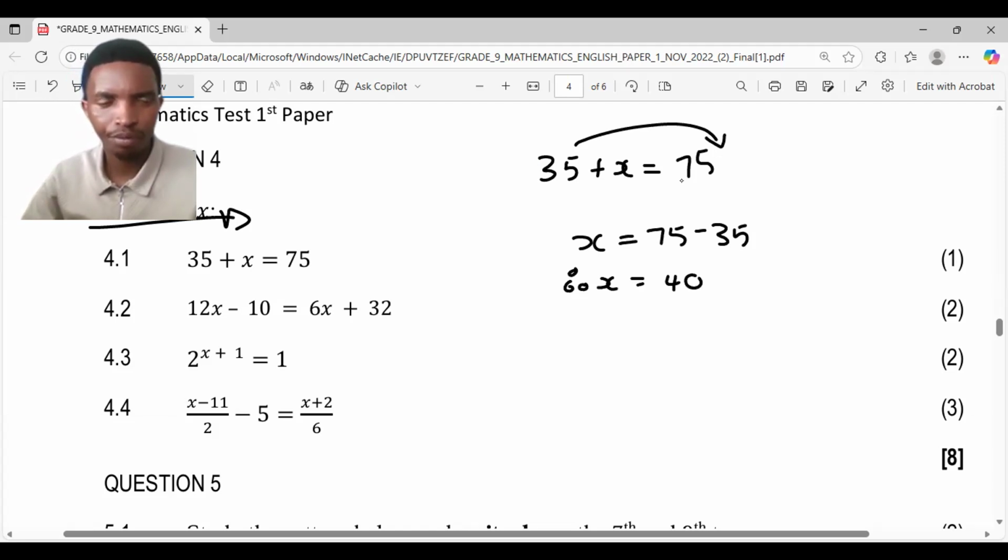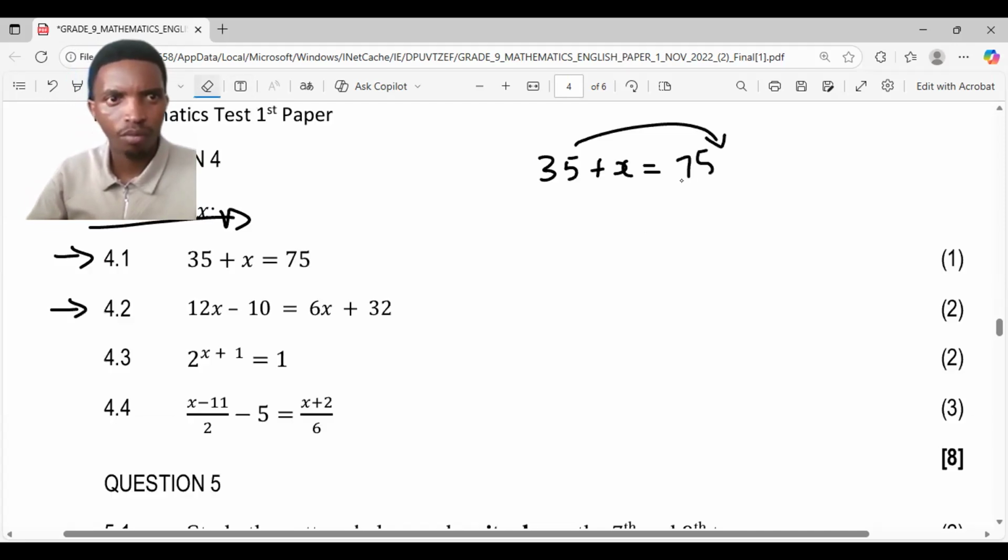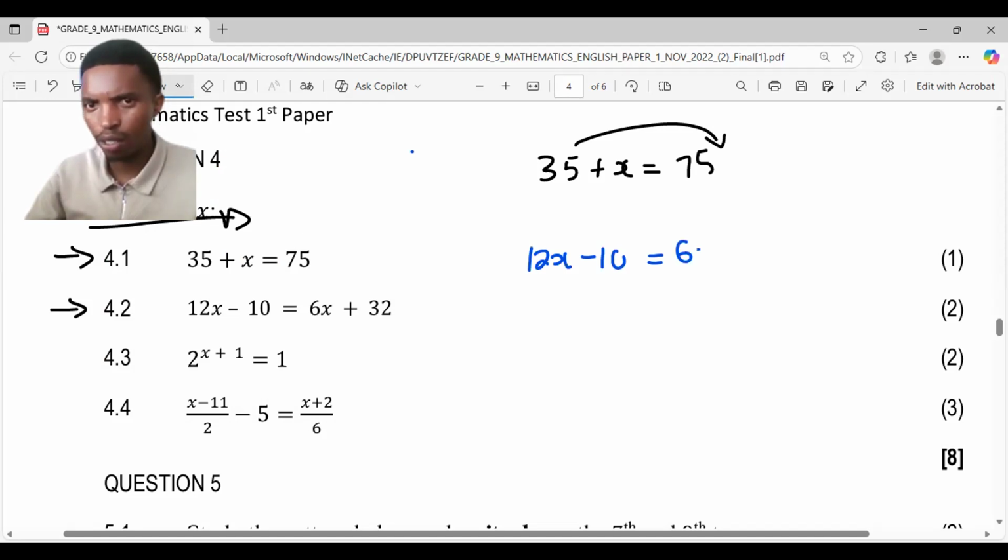All right? We're done with that. We come to this one now. Here, they're saying that, let me erase this so I can have space. We have 12x minus 10 is equals to 6x plus 32.